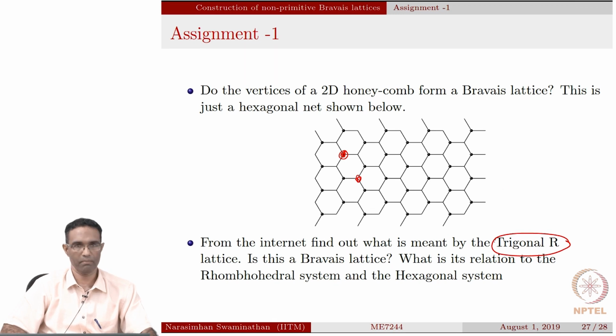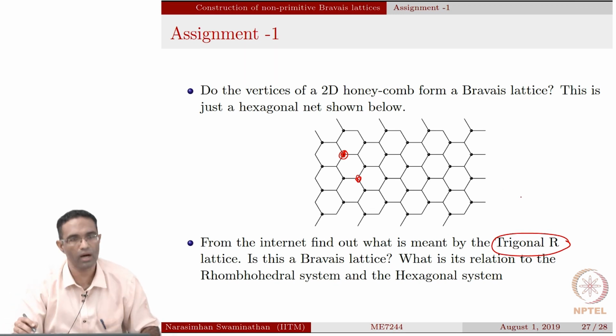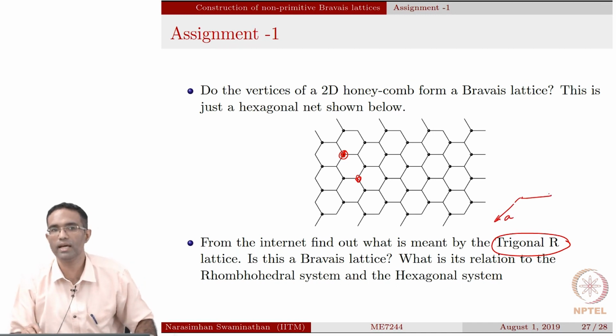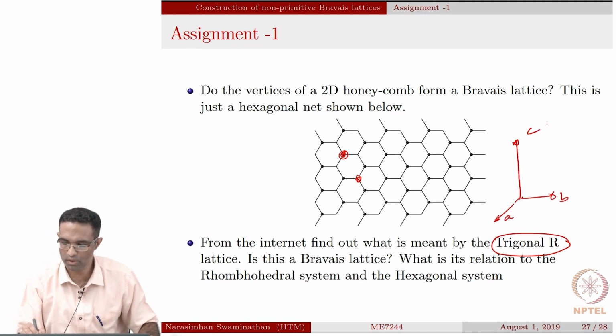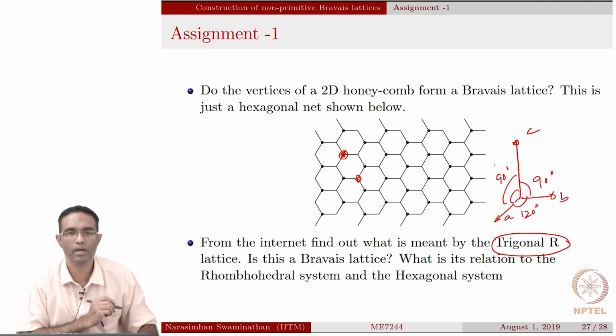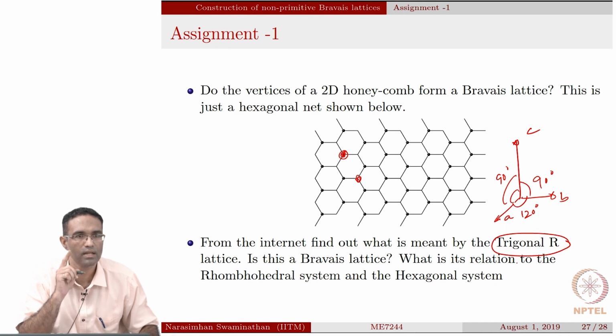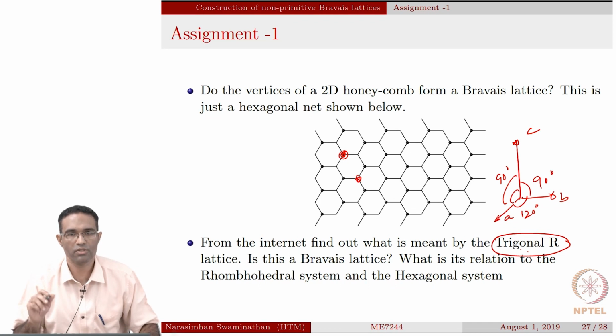Two lengths will be the same. So trigonal R has the same unit cell as the hexagonal. Okay. So A, B, C, and this included angle will be 120 degrees, and this is going to be 90 degrees. Okay. It will look just like the hexagonal lattice, but there is something else that is going to be different about the trigonal R, which we will see when we study symmetry.